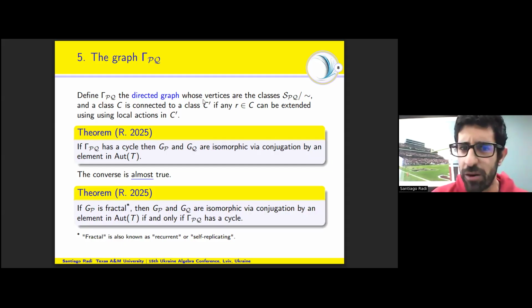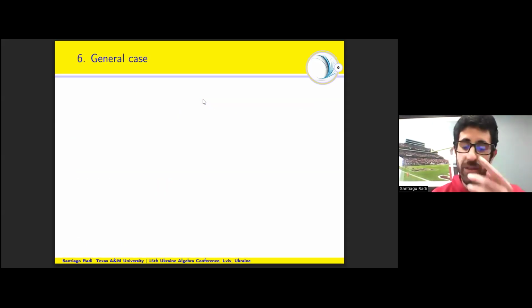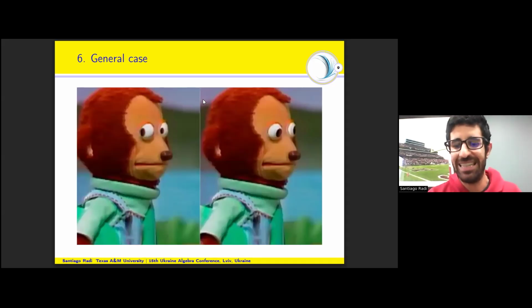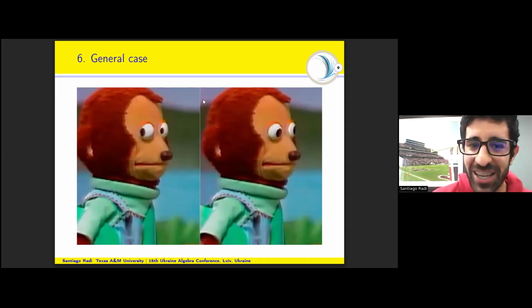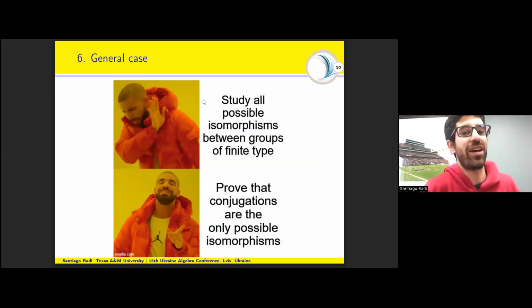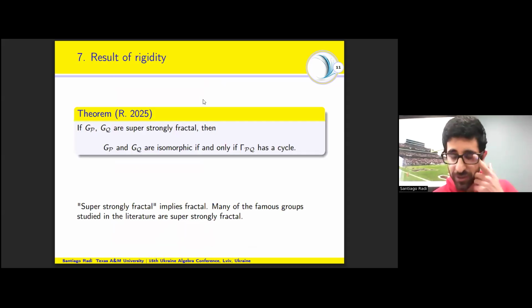isomorphisms using conjugations. So what about the general case, if you don't have conjugations? It's very hard to imagine all the isomorphisms that we can have. So maybe a better strategy here is, instead of studying all possible isomorphisms, let's try to prove that conjugations are the only possible isomorphism. That's a property called rigidity. And in fact, I have a result in that direction that says that if the groups of finite type are super strongly fractal, then the isomorphism can only be conjugation, so they are isomorphic if and only if there is a cycle by the previous analysis.